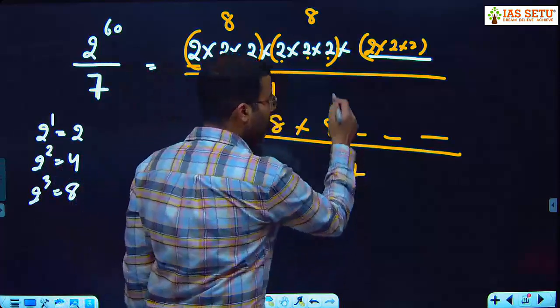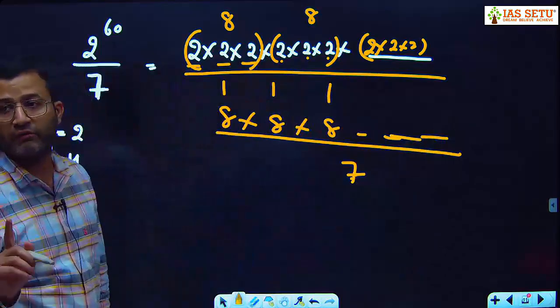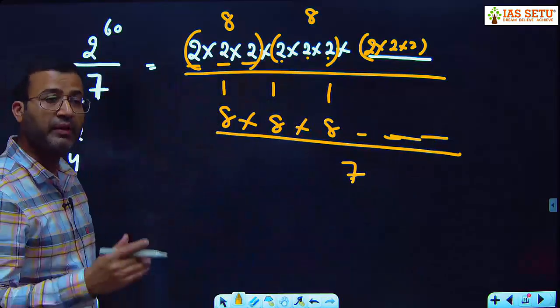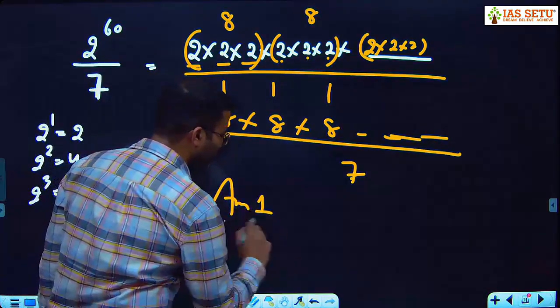This 8 with respect to 7 gives remainder 1. Similarly, all these 8s give you remainder 1, 1, 1. How many times? 20 times. 1 into 1 into 1, 20 times, is 1 only. So our answer here is 1.